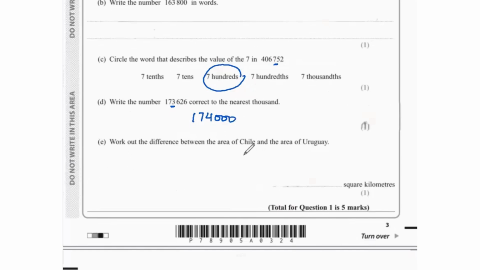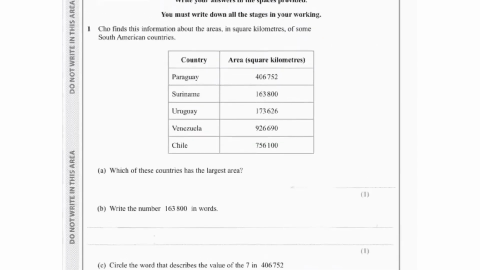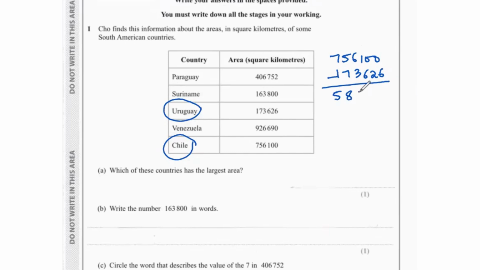Then work out the difference between the area of Chile and the area of Uruguay. So for that, we go to our table, Chile and Uruguay. So we will subtract this from this. You plug this in your calculator, and what you should get is 582474. That's the difference between the two areas.